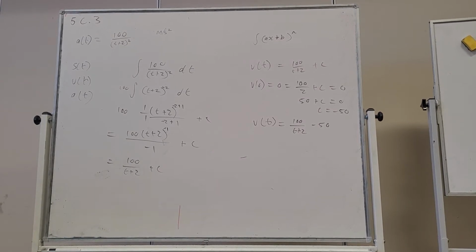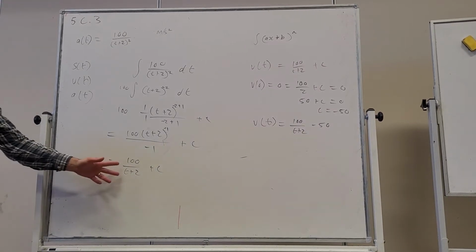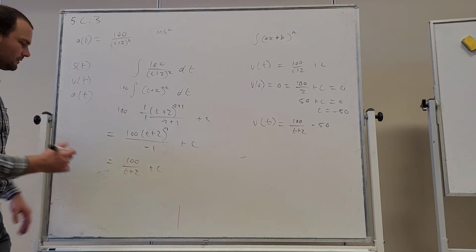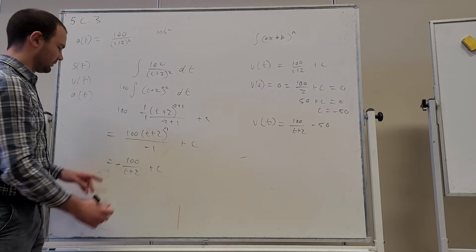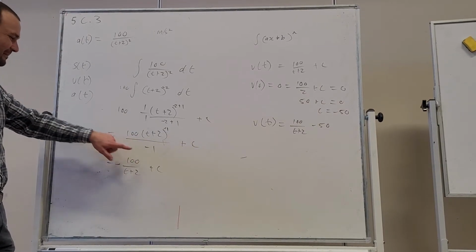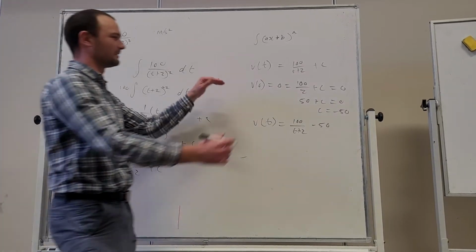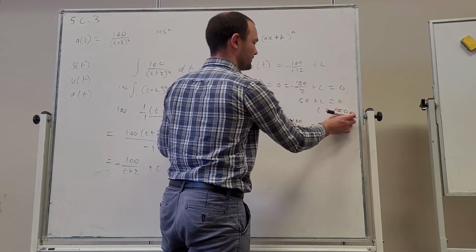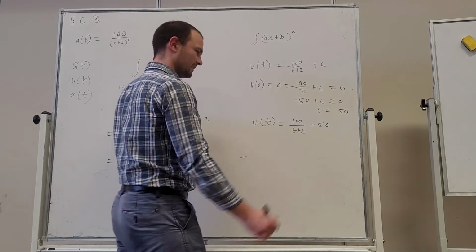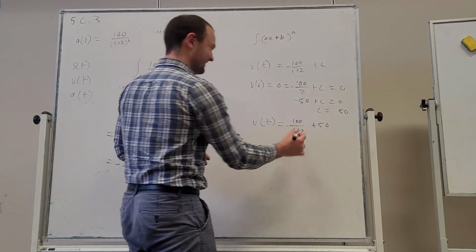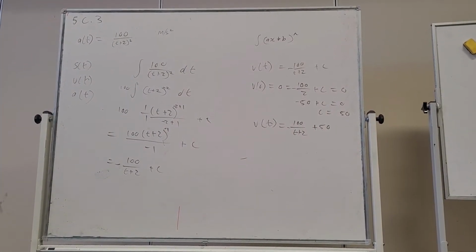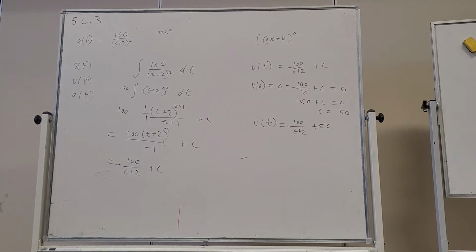Is that bottom 100 on t plus 2 negative? Because of the negative on the bottom, negative 1, the whole thing is negative. We've made a mess of this. And that's positive 50. So then we have positive 50. Yeah. There we go. All right. Any more? One of those days.